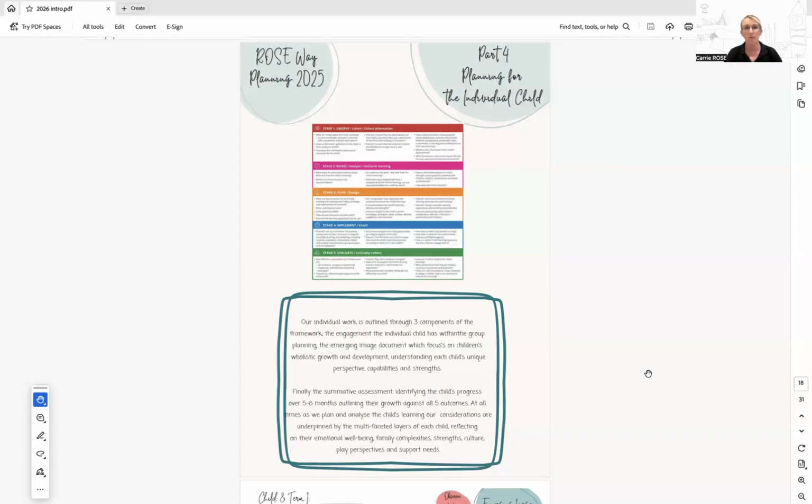In the Rose Way framework, we don't do that at all. We don't look at things in those micro moments. We actually look and we plan for children over a whole term.